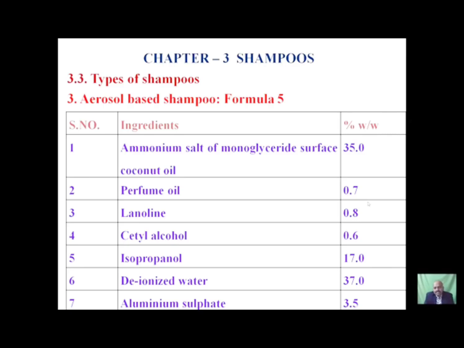We have the ingredients here as formula 5. Ingredients: ammonium salt of monoglyceride sulfate of coconut oil 35%, perfume oil 0.7%, lanolin 0.8%, cetyl alcohol 0.6%, isopropanol 17%, deionized water 37%, and aluminum sulfate 3.5%. So this is about the aerosol based shampoo formulation.